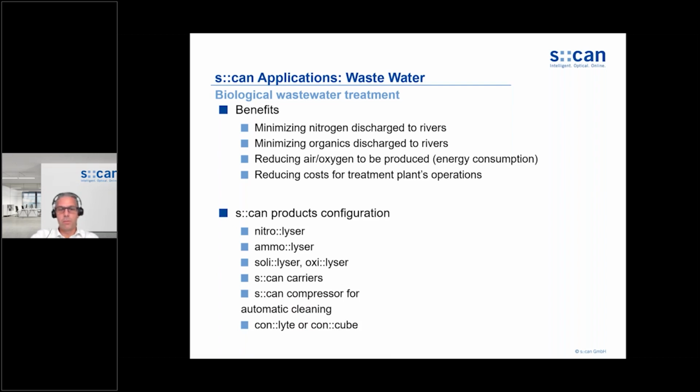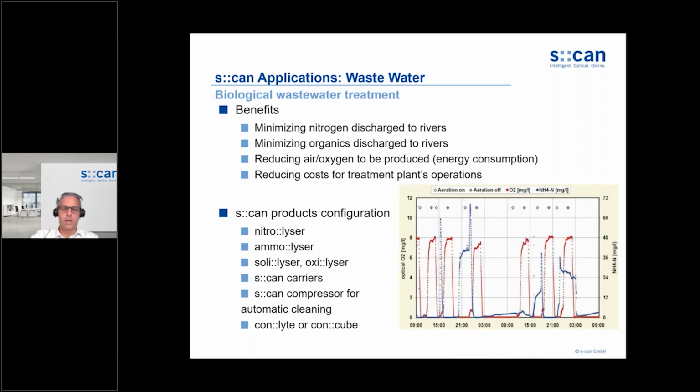Typical products we use in this application are the nitrolyzer to monitor nitrate and solids, the ammolyzer to monitor ammonia, the solilyzer for solids, the oxylyzer for oxygen. And for submersed installation, we use the carriers. For automatic cleaning, we use the Esken compressor. And as a terminal, both the conlet and the concube are used. Here you can see some results. Red, you can see the oxygen. Blue, you can see the ammonia monitored by the ammolyzer, the oxygen monitored by the oxylyzer. And you can see the aeration cycles driving the nitrification.